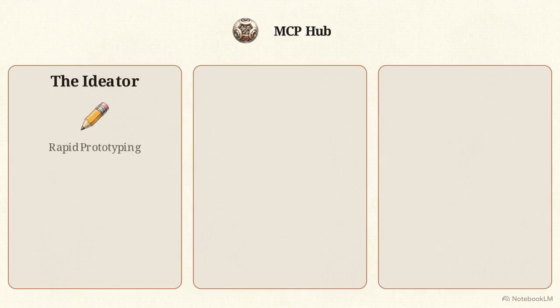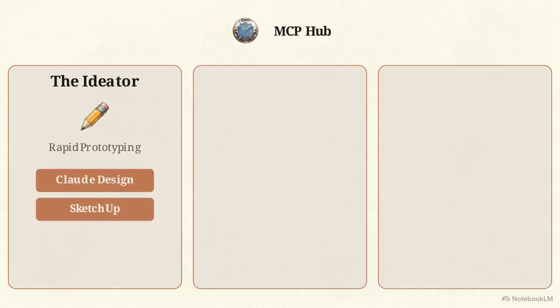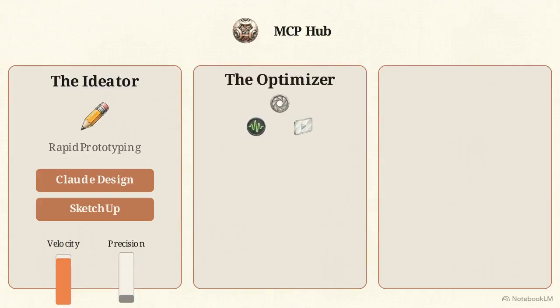To figure out where you should actually deploy these tools, let's look at this decision matrix and map these workflows to specific bottlenecks. Our first column is the ideator, a concept artist or creative director focused heavily on rapid prototyping and pitching. For this group, we recommend Claude Design and the SketchUp connector. Ultimately, it optimizes for high pitch volume, but is a poor fit if you need exact final pixel precision right away.